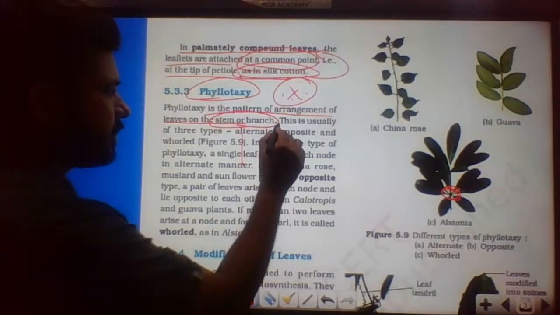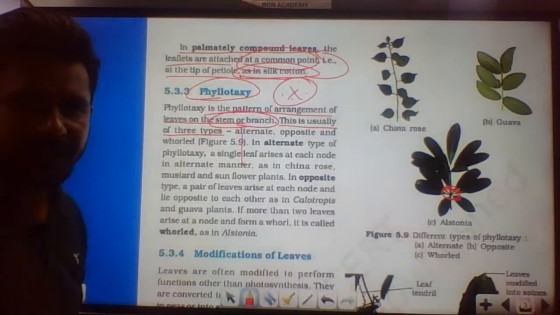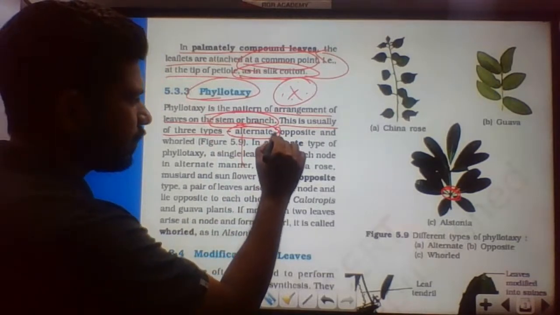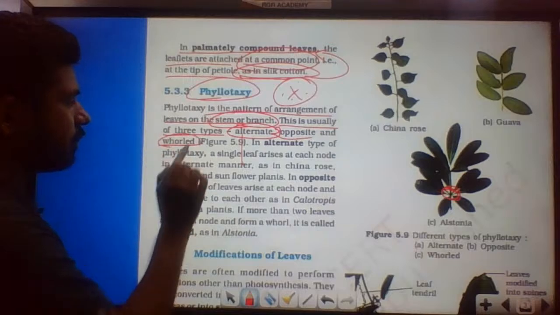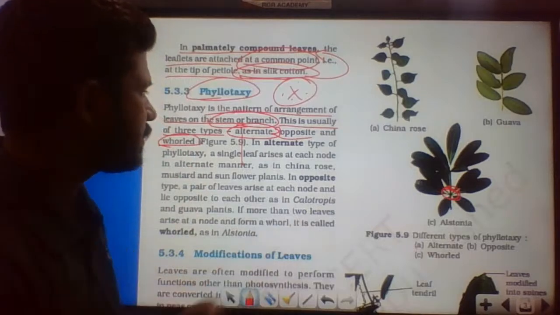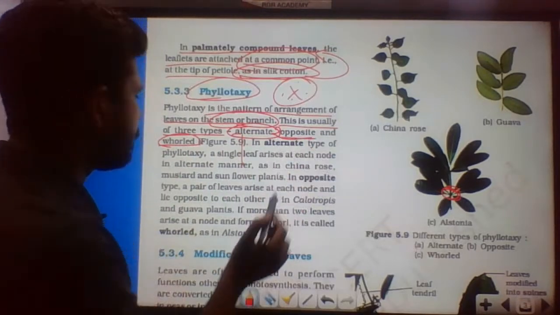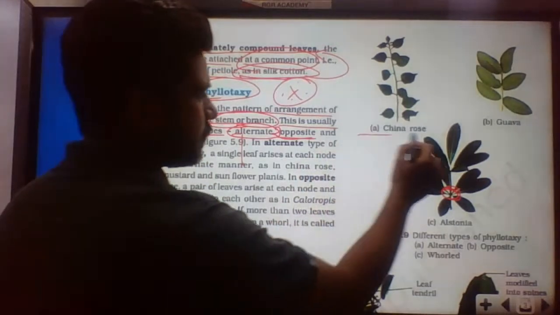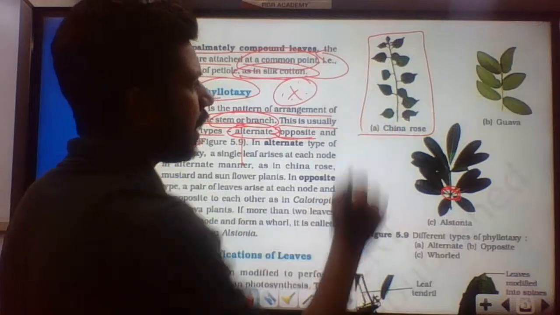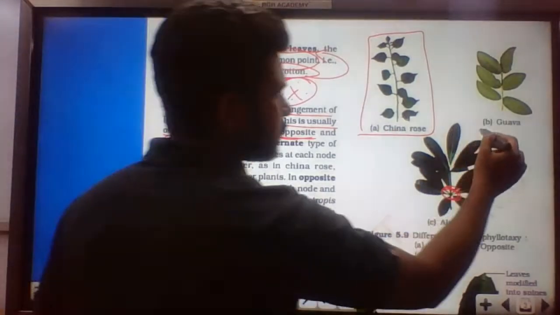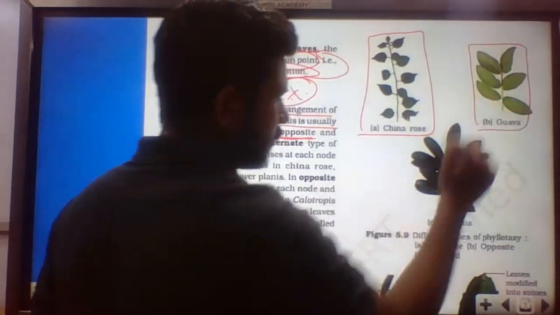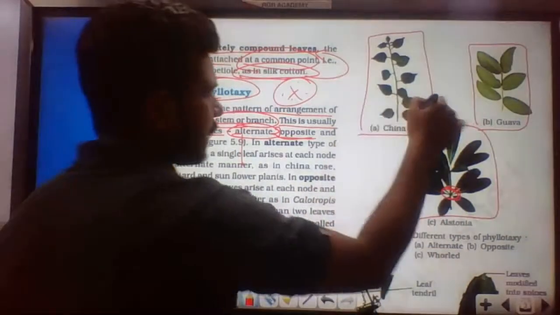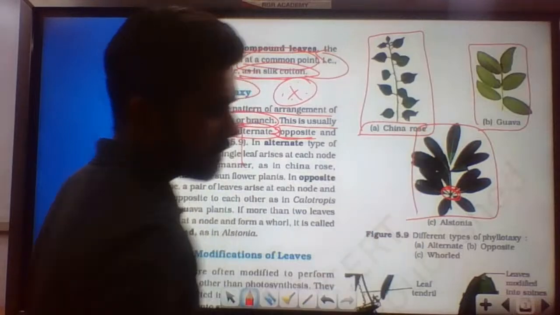Listen, there are usually three types of phyllotaxy. The first one is alternate, the second one is opposite, and the third one is whorl type. Here the first one is alternate, this is opposite, and this one is whorl type. In your book itself the diagram is clearly depicted with the example names.